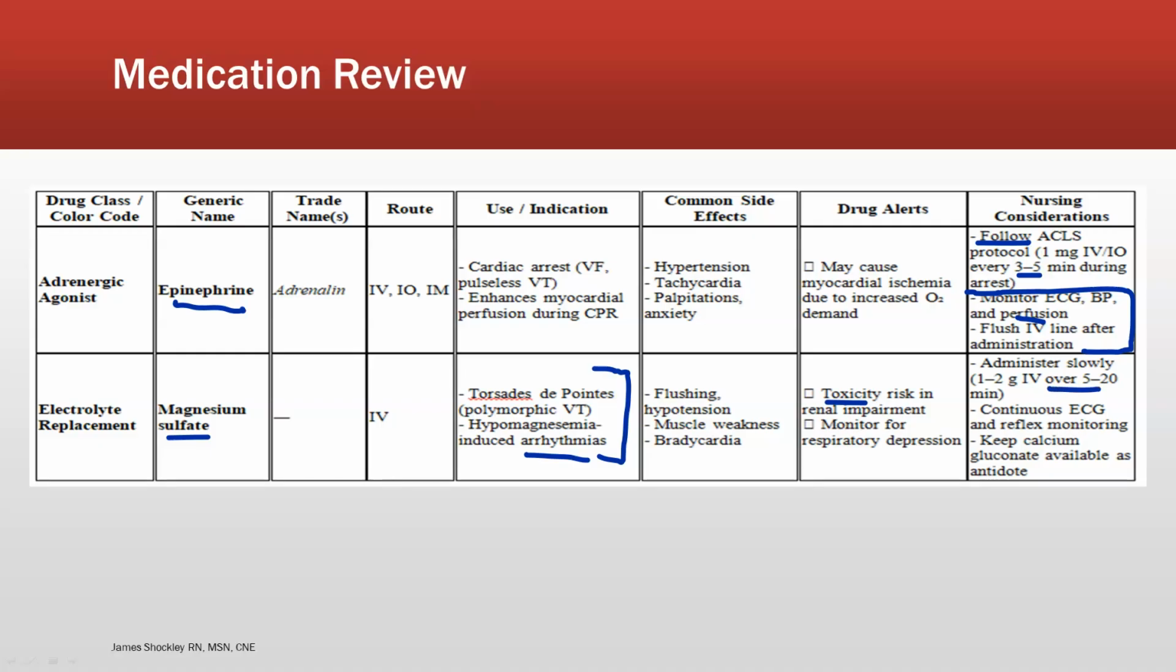And I know this says over 5 to 20 minutes, but it's talking about IV in a code situation. If we're going to give mag for basic nursing, it's going to be over a couple of hours. So if I have 1 gram in 50 milliliter bags of normal saline, then my rate is going to be 25 at the very least.